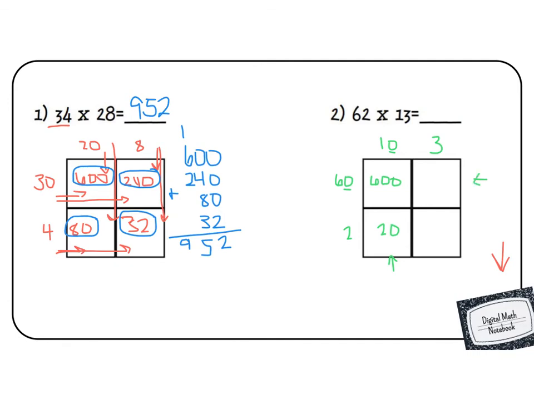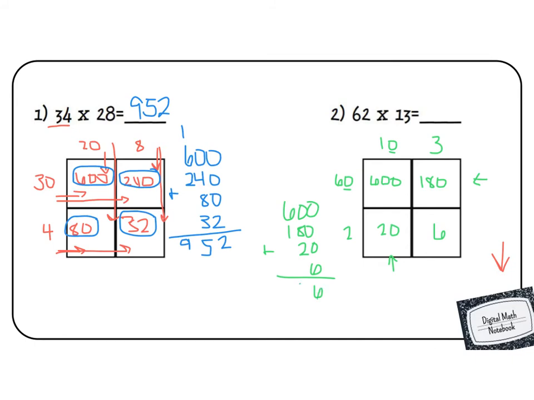I'm going to do this box next. 6 times 3 is 18. And then we bring in the 0 from the 60 because it's not really a 6, it's a 60. And then our last box will be 2 times 3 is 6. Then we're going to take all those numbers and add them together. So I have 600, 180, 20, and 6.